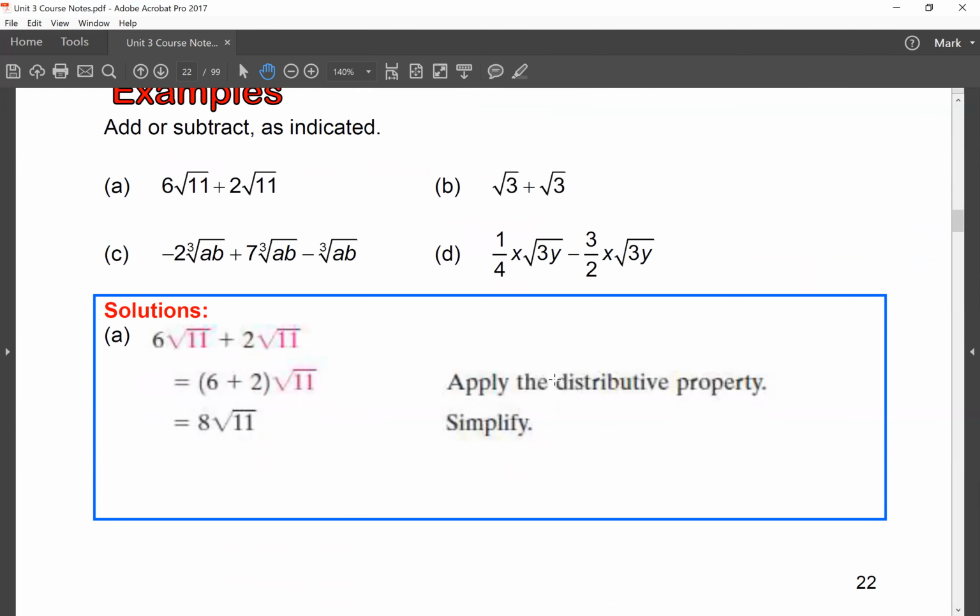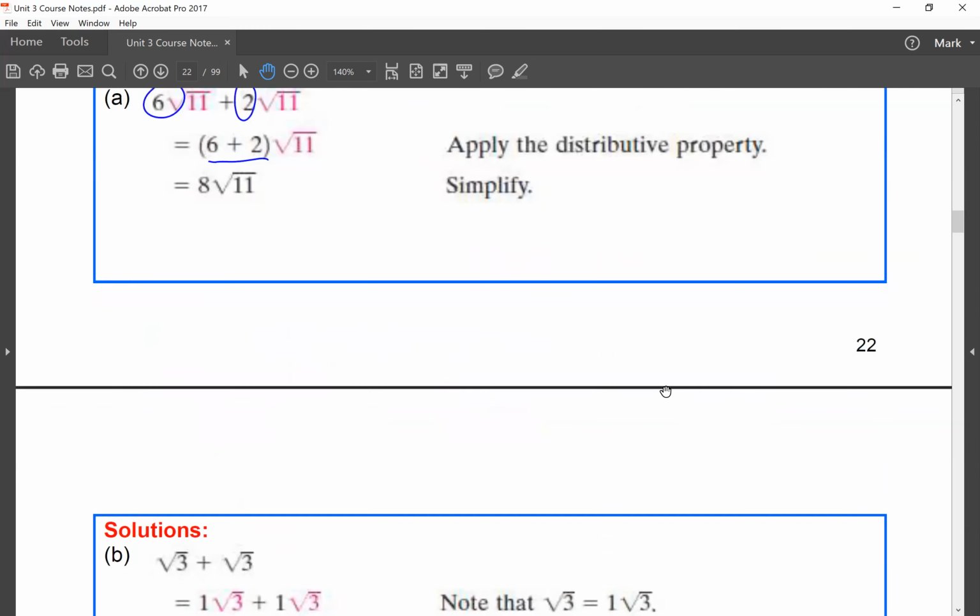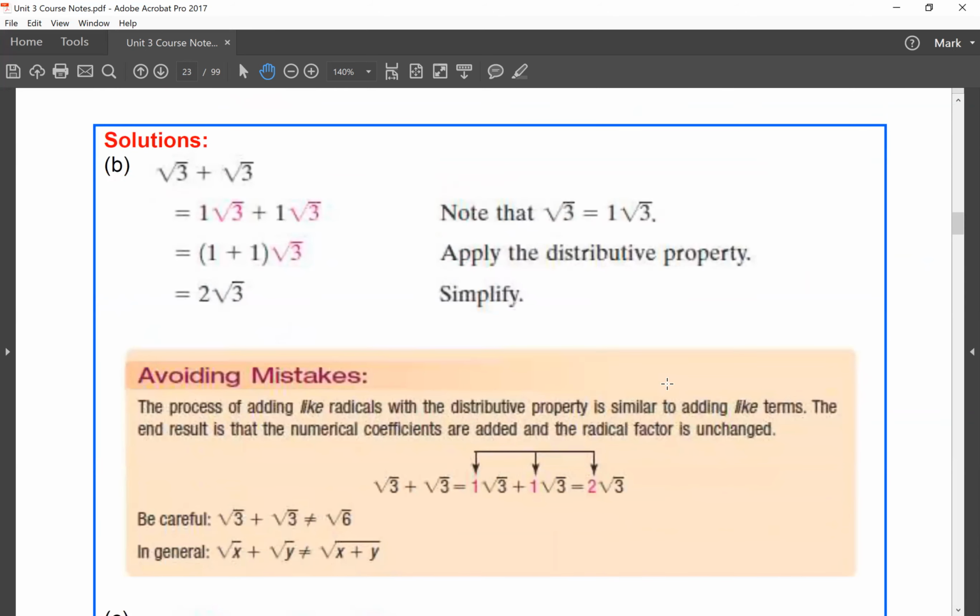So here we're going to add or subtract as indicated. 6 root 11 plus 2 root 11. Well, 6 plus 2 is 8. I have 8 root 11s. Pretty straightforward. What about root 3 plus root 3? Well, that's like saying x plus x. I'm going to have 2 of them.